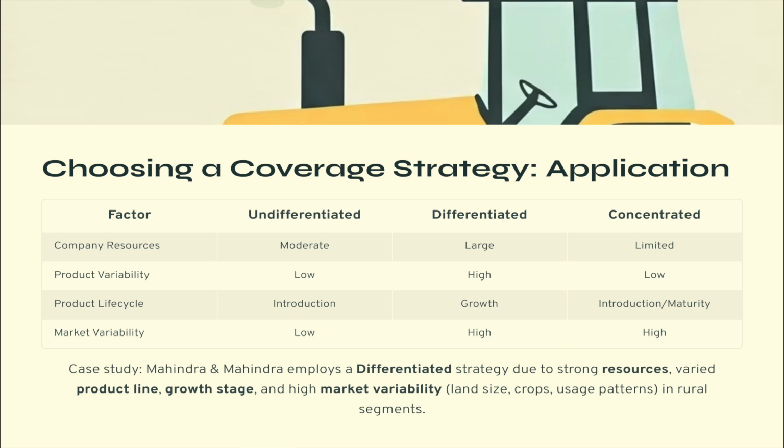Tractor companies like Mahindra and Mahindra generally employ a differentiated strategy. Why? They possess strong resources, and their product varies significantly, offering different models for diverse farming needs. Tractors are often in the growth stage as mechanization increases, and there's high market variability among farmers based on land size, crop, and usage patterns. This alignment makes differentiated marketing the logical choice for them.